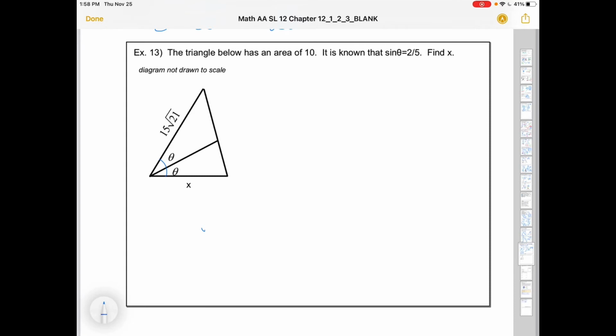What I think you should notice here is that this full angle here would be 2 theta. And in this big triangle, the area of the big triangle is going to be 1/2 one side times the other side times the sine of the angle between them, which would be 2 theta. That's kind of what we're going to work towards. And that comes from your formula booklet. The area of any triangle is half ab times the sine of the included angle.